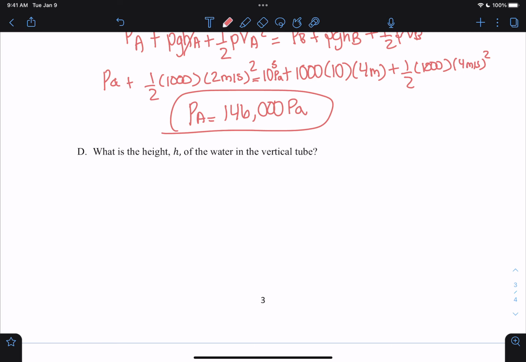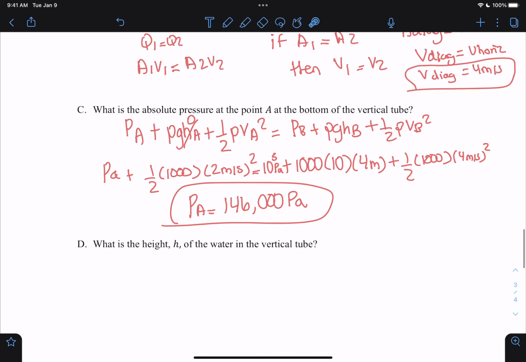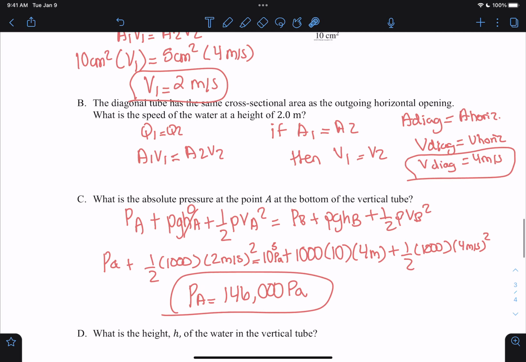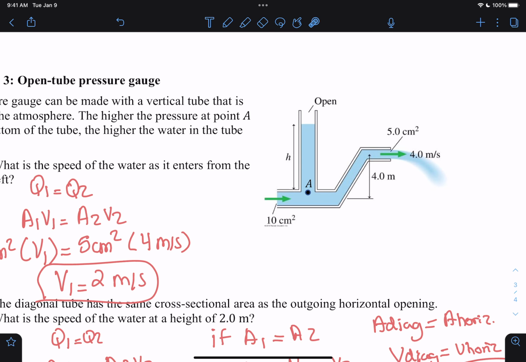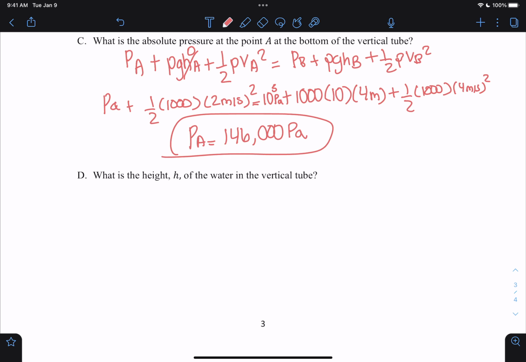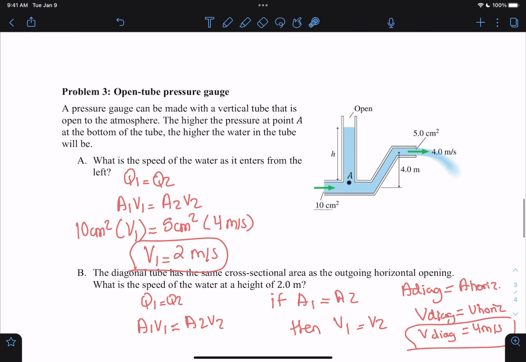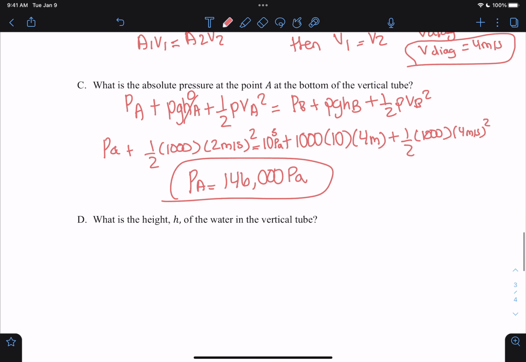Okay. Part D now is asking us what is the height h of the water in the vertical tube. So the height of the water in this vertical tube right here. Well, we don't see any indication of motion throughout this vertical tube, right? We're just looking at differences in pressure from here to here, and that's only differences in height. So what equation do you think we're going to use if we're just looking at differences in pressure with fluid that only differs in height and there's no flow anywhere along this height? Or there's no movement of fluid anywhere along that height, basically.